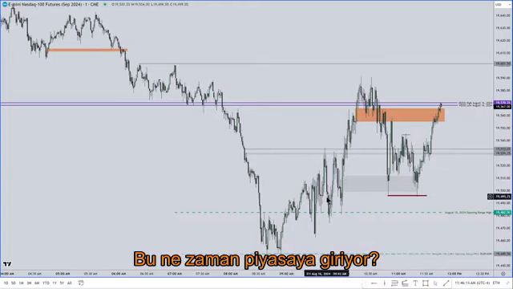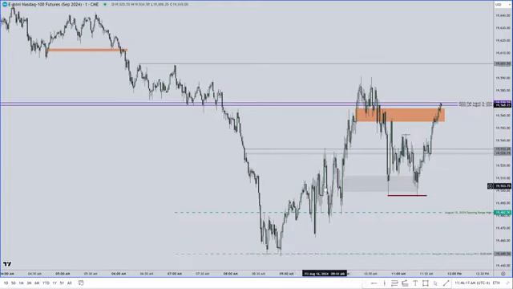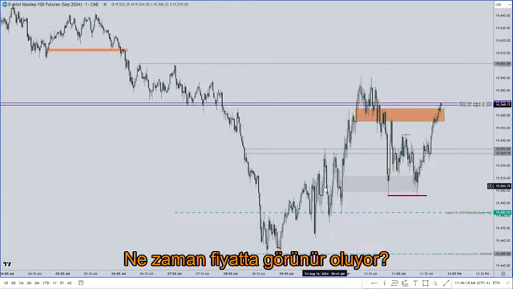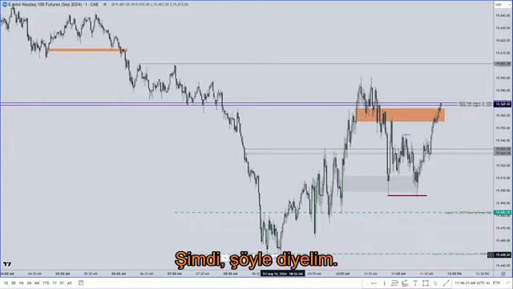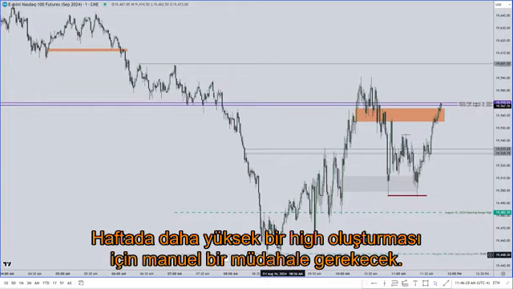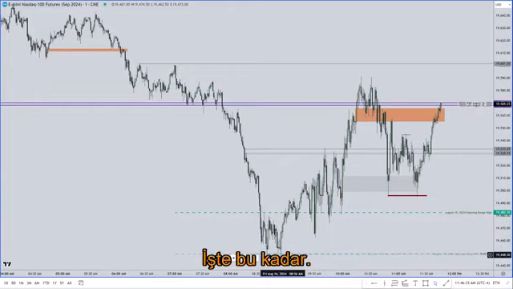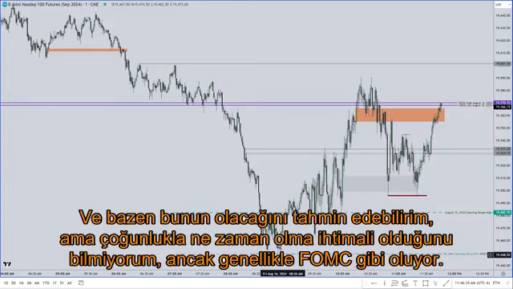Okay? When does that come into the marketplace? When is it visible in price? After it's already done 20% retracement on the week. So now it's going to take something for, well, let's say it this way. It's going to be a manual intervention for it to create a higher high on the week. There you go. And I can anticipate sometimes that occurring, but mostly I don't know when it's likely to occur.